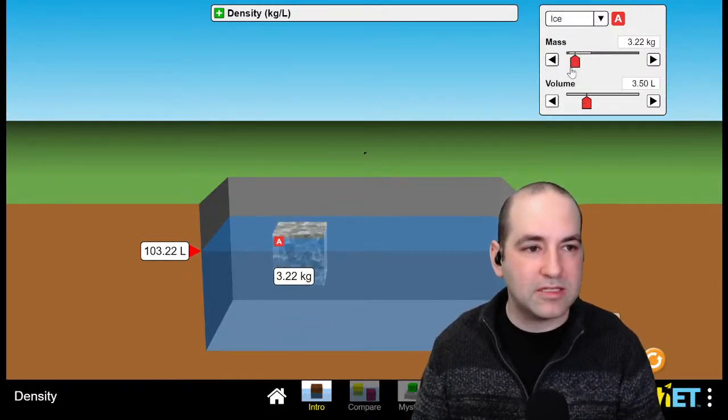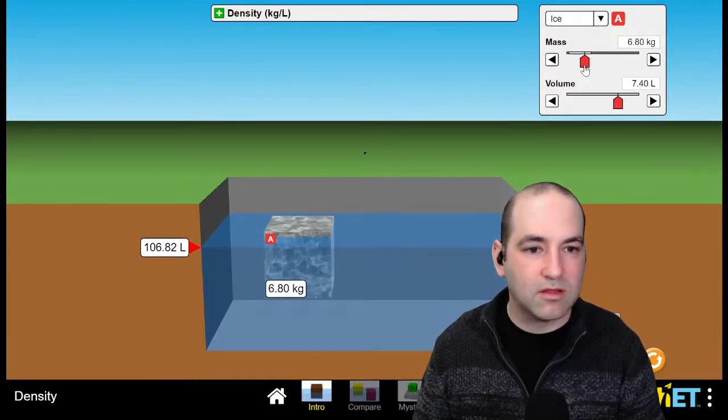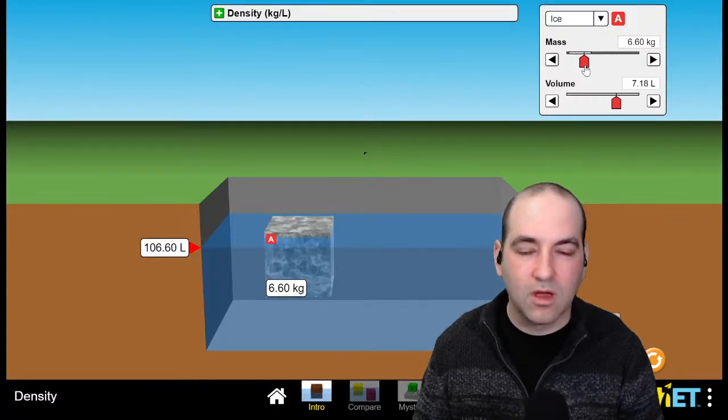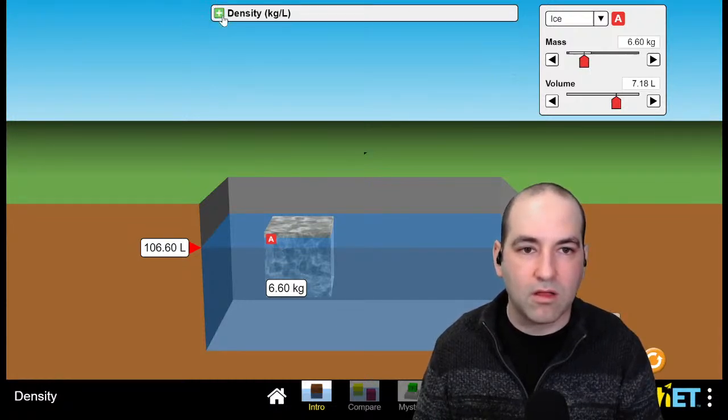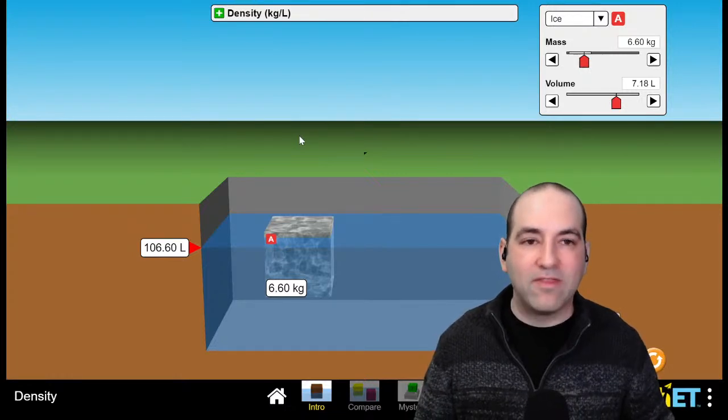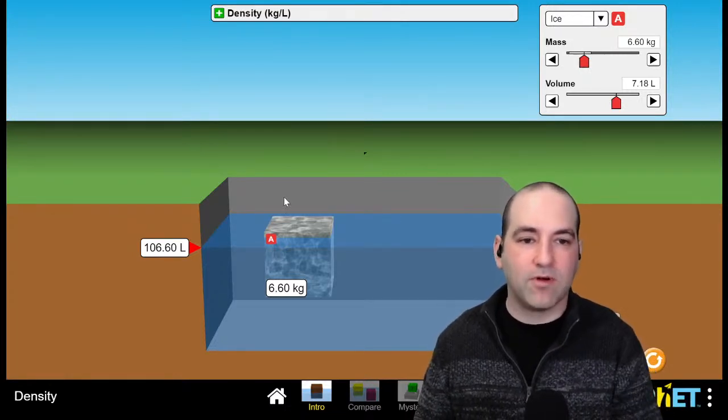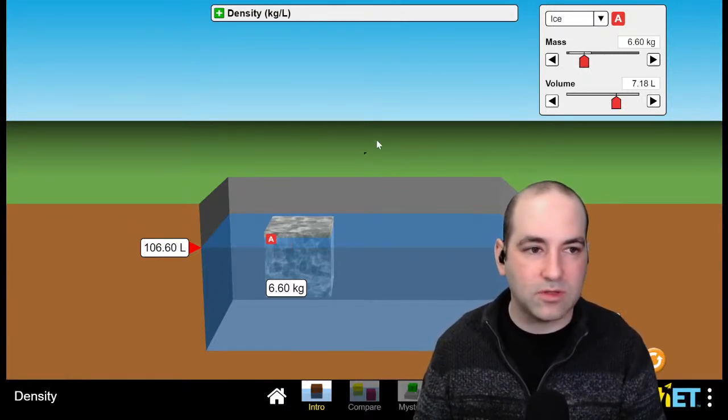And we can pick the mass. And notice that as we change the mass, the size of the ice changes as well. So we can look at some different masses and volumes based on the density, and the density of the ice is given there as well. But what we're going to do is we want to find the density from the actual data here.